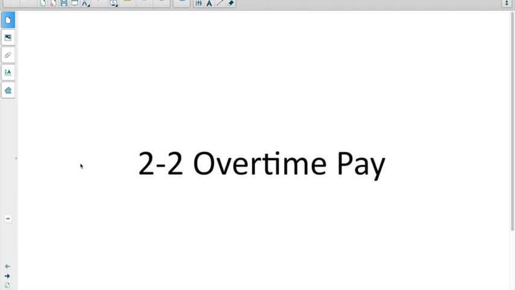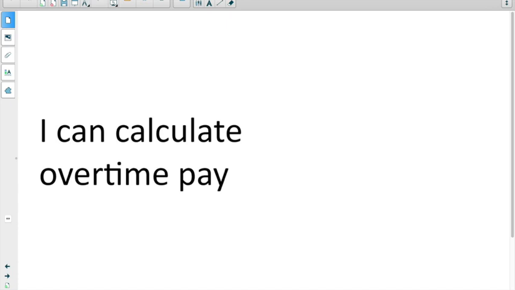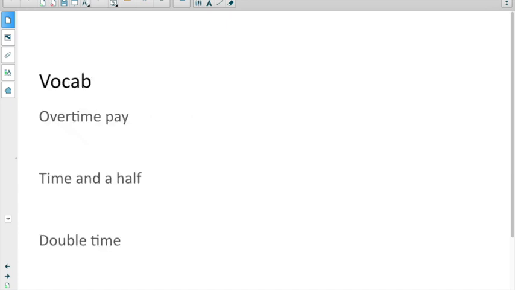Welcome back. This is lesson 2-2, overtime pay. Follow along in your notes on pages 2 and 3 of your packet. Our goal is to be able to calculate overtime pay. Some vocab to get familiar with listed on your screen: overtime pay, time and a half, and double time.